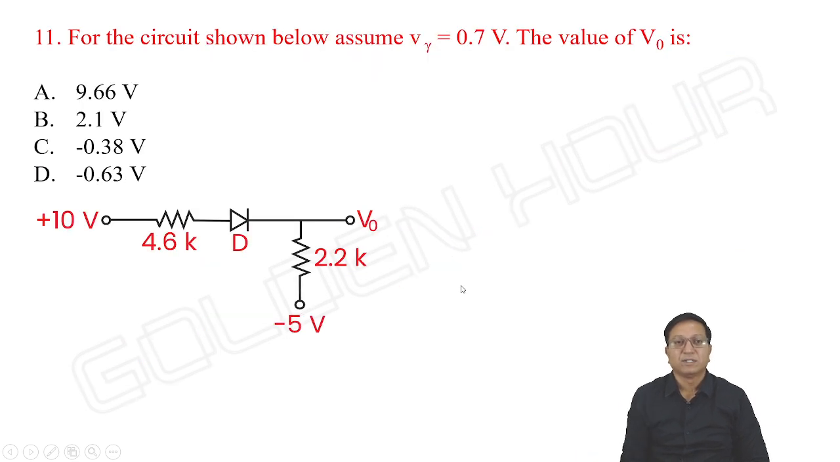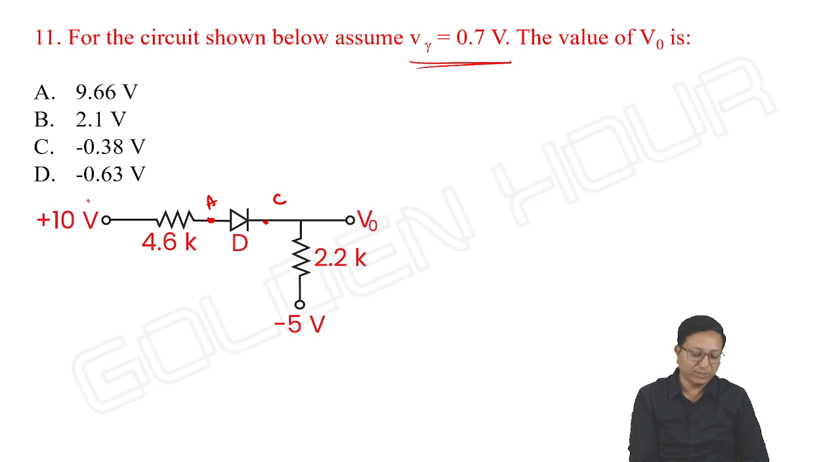Look at this question. For the circuit shown below, assume V gamma, which means if the diode is forward biased, once it is in conduction, the voltage across the diode is 0.7 volts. The value of V output is, okay. Look at the diode terminals, anode and cathode. Anode is going to 10 volts and cathode is going to -5. The diode will definitely conduct.